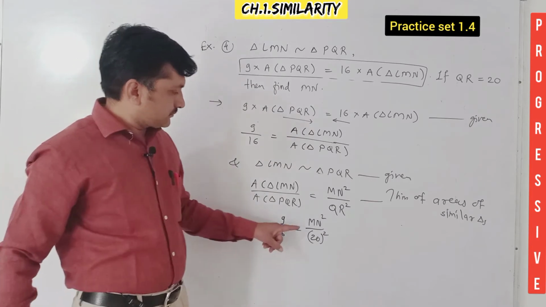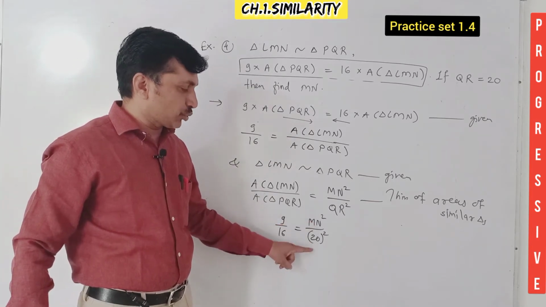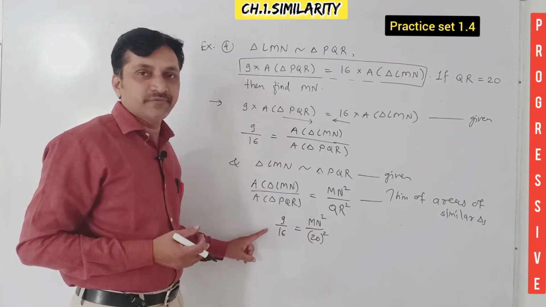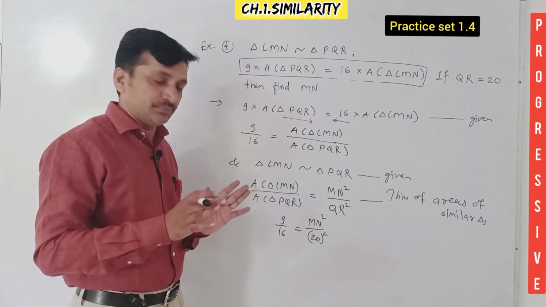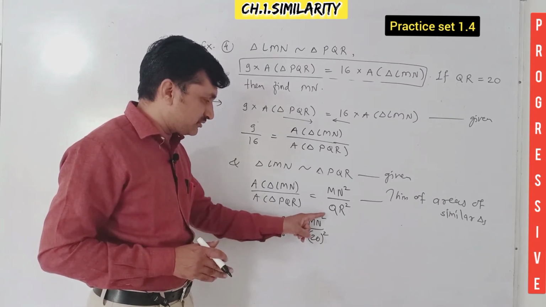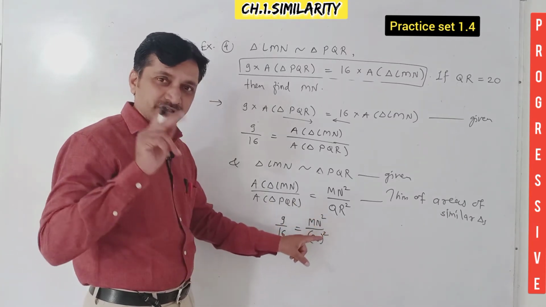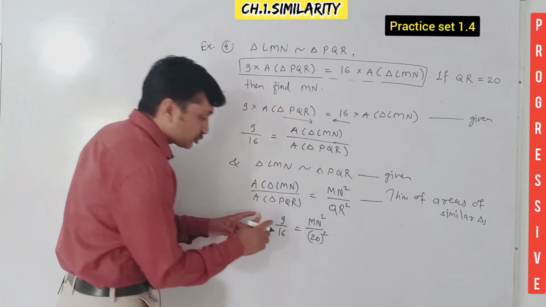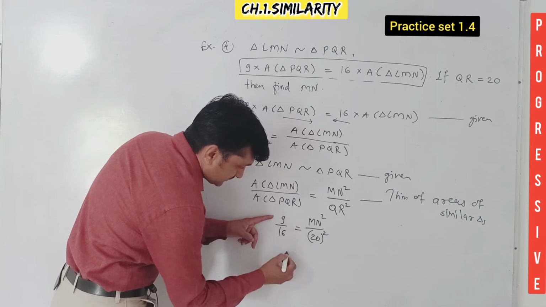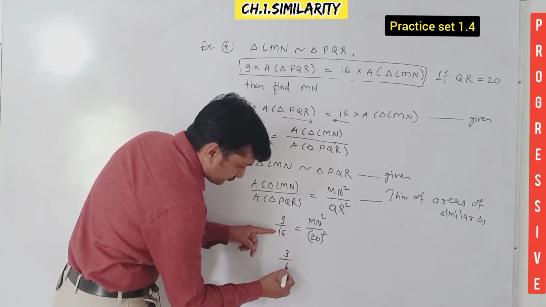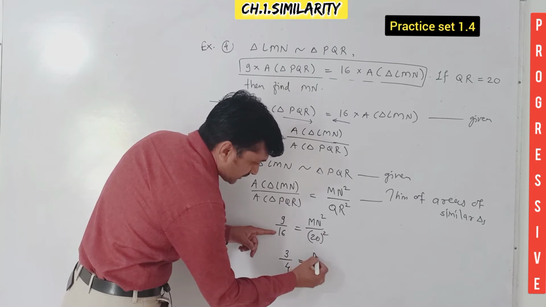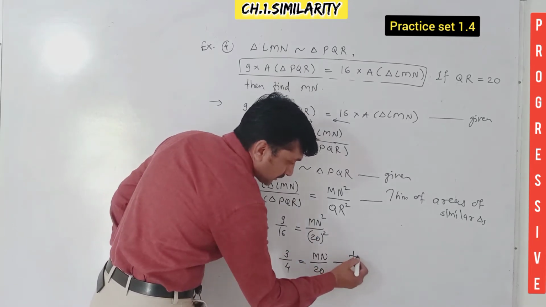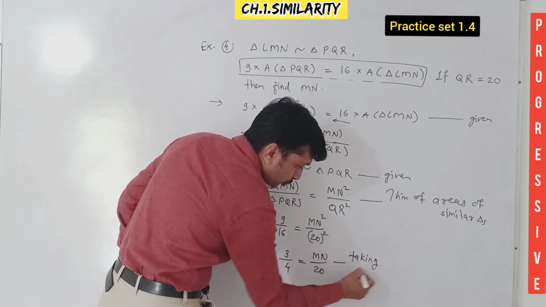Now you see here, we want only MN, means we have to take the square root. If you want the square root, then all four terms should be perfect squares. MN square is a perfect square. 20 square is a perfect square. 9 is a perfect square, and 16 is also a perfect square. Then take square roots. Square root of 9, 3, upon square root of 16, 4, is equal to square root of MN square, MN, upon square root of 20 square, 20.